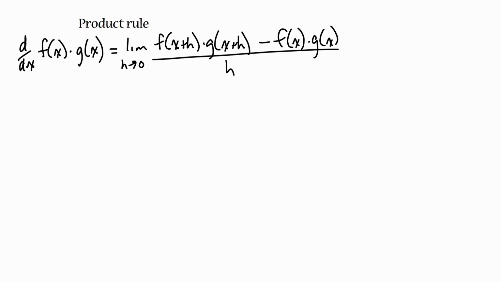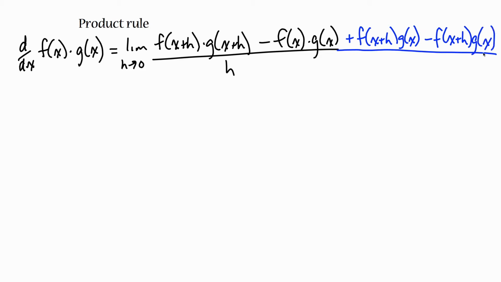And here's where I'm going to pull a little trick. I'm going to extend my fraction here, and I'm going to add f at x plus h times g at x, and I'm going to subtract it, so I haven't actually changed anything about the value of my expression. But it lets me rearrange like this.